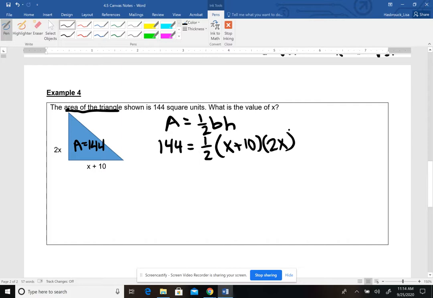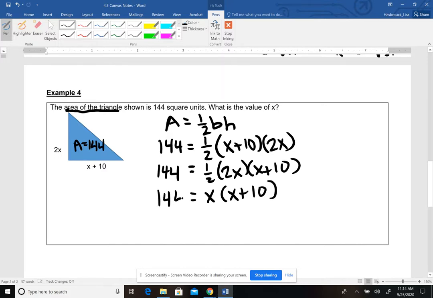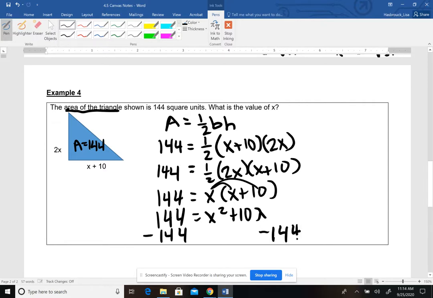Now it's important to remember that when you're multiplying values together, you don't have to multiply in the specific order, you can rearrange it. So I'm going to do 1/2 times 2x times x plus 10. So I get x times x plus 10 equals 144. I'm going to distribute the x. X squared plus 10x equals 144. Now we subtract the 144 from each side. 0 is equal to x squared plus 10x minus 144.